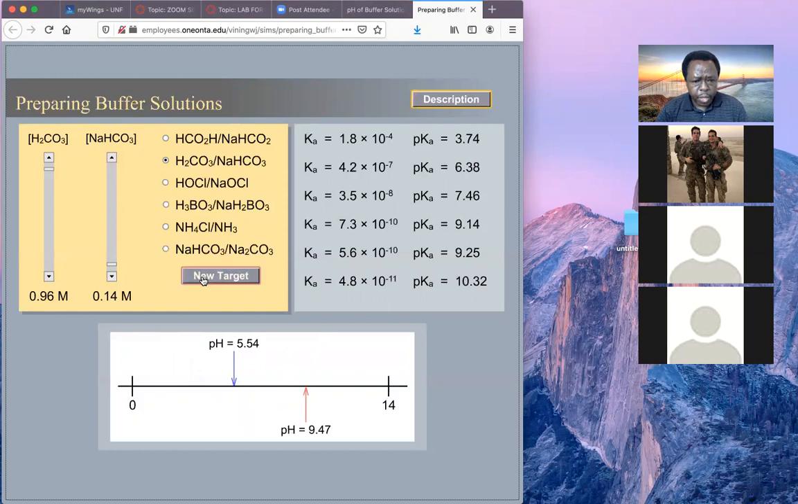If it doesn't give you the new target for you to get the targeted pH, I will look at this. Let's say 3.75. You don't need to, because, say for example, here 3.75 is the new target, right?